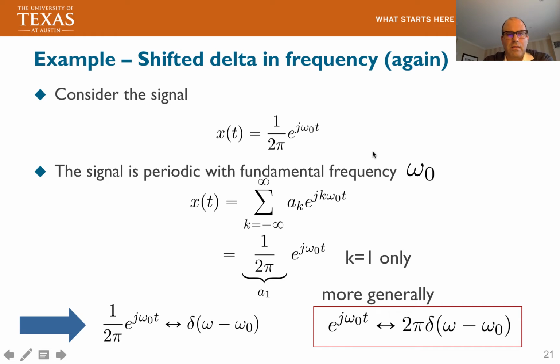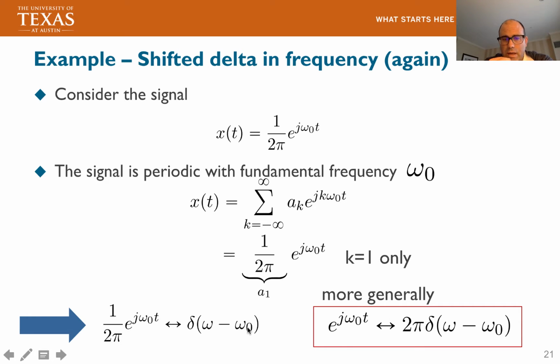Okay, so now let's look at an example, the shifted delta in frequency again. Consider the signal x of t equals 1 over 2 pi e to the j omega naught t. The signal is periodic with fundamental frequency omega naught, so it has a Fourier series expansion given by the sum from minus infinity to infinity of a of k e to the j k omega naught t. Of course, in this example, there's only one non-zero coefficient, which is a1 equal to 1 over 2 pi. And so using the equation on the previous slide, we can conclude that 1 over 2 pi e to the j omega naught t has Fourier transform delta of omega minus omega naught.